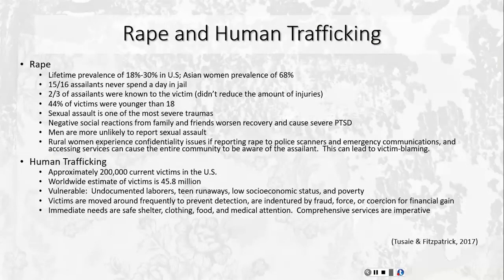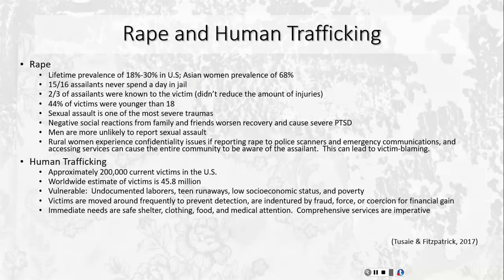So rape and human trafficking is a big issue as well in our country and worldwide. For rape, the lifetime prevalence is about 18 to 30% in the U.S. For Asian women, the prevalence is much higher, 68%. 15 out of 16 assailants typically never spend a day in jail. 2 out of 3 assailants were actually known to the victim. And there's some data that says that this didn't reduce the amount of injuries to the victim, whether or not the person knew them.